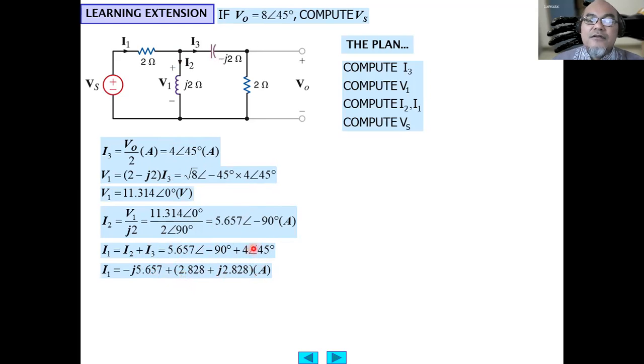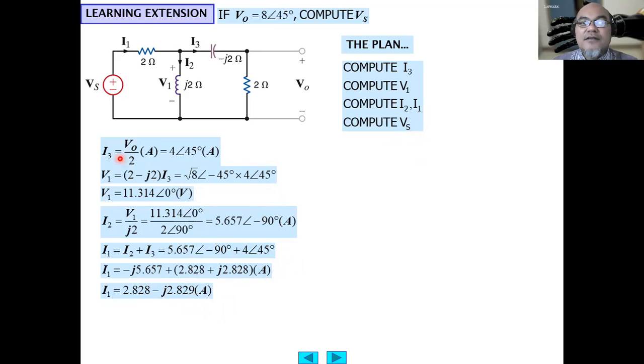Okay, so the real component will be 4 times cosine 45 degrees. The imaginary component will be j 4 times sine 45 degrees. So from here, you have the real component 2.828, and the imaginary component minus j2.829. Then we compute Vs.